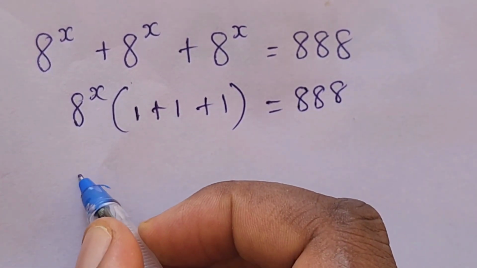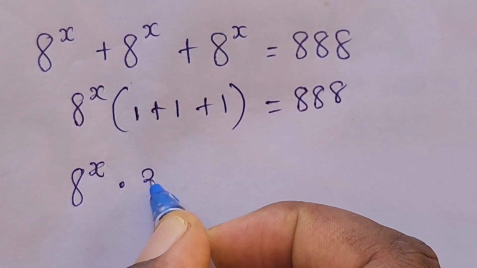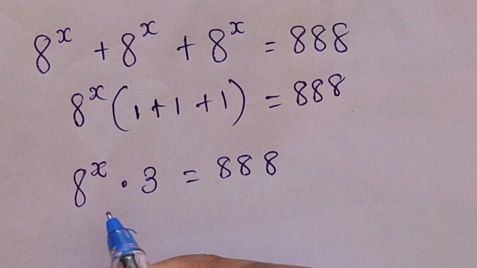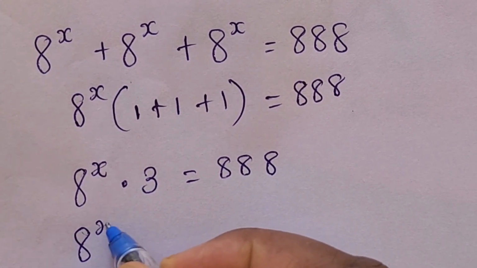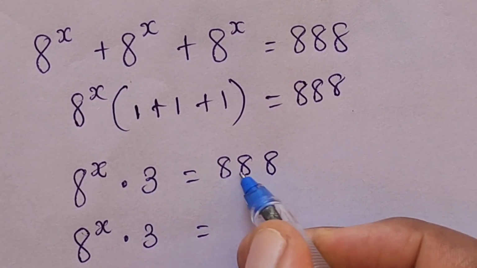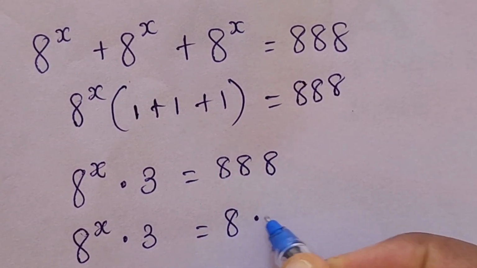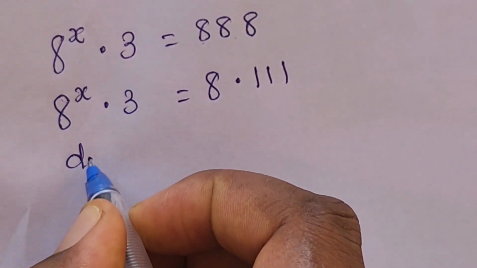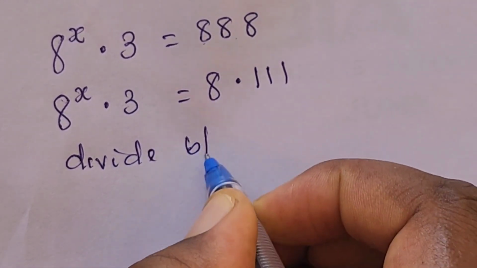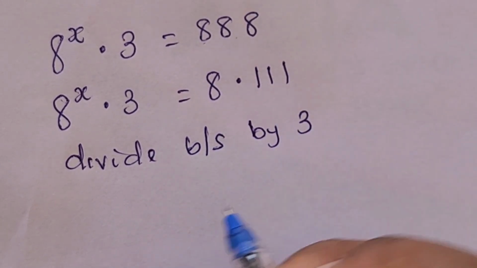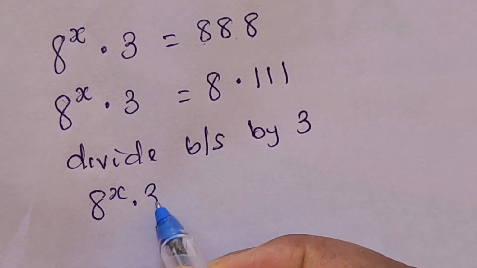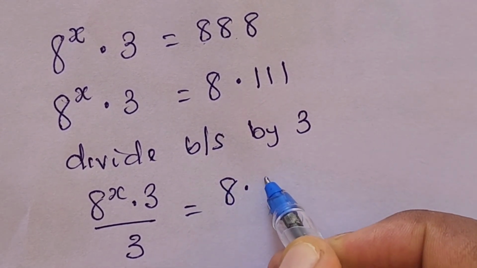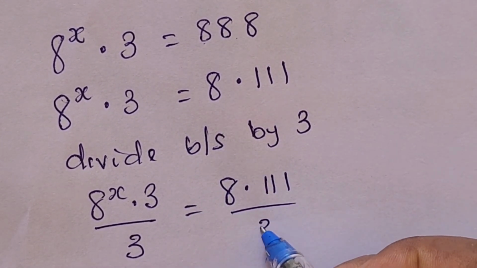So from here we have 8 to the power of x times 3 is equal to 888. So we have 8 to the power of x times 3 to be equal to, we can split this to have 8 times 111, which will give us 888. So when we divide both sides by 3, we have 8 to the power of x times 3 divided by 3 is equal to 8 times 111 divided by 3.